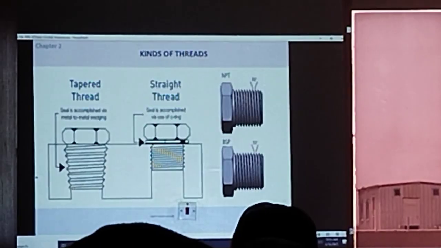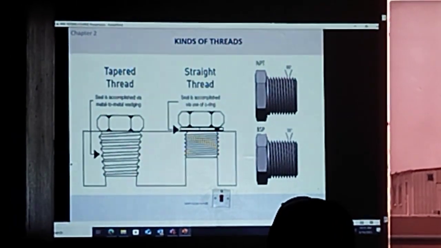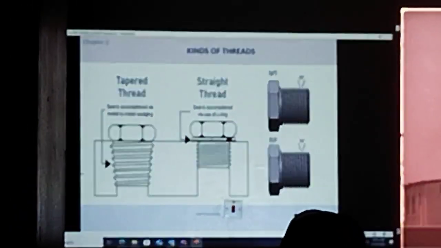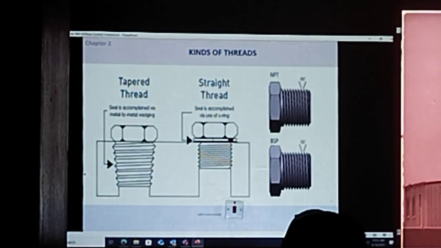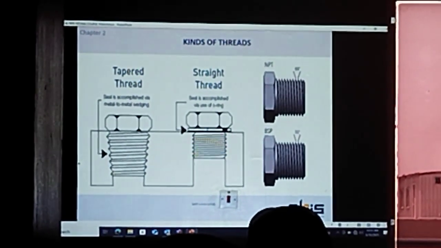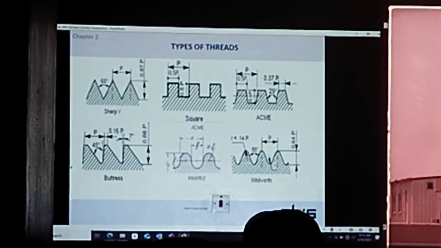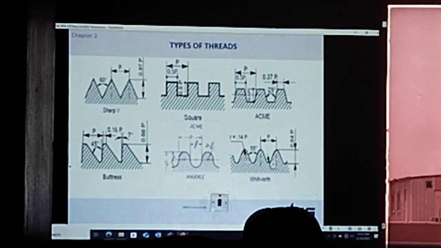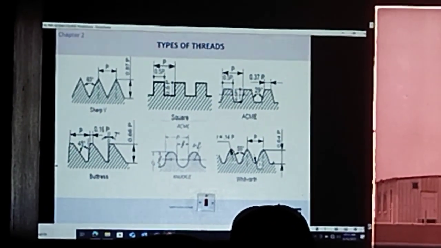You know gauges? Gauges. Yeah, mostly used by millwright people. Feeler gauge, thread pitch gauge, screw gauge. Many gauges are there.